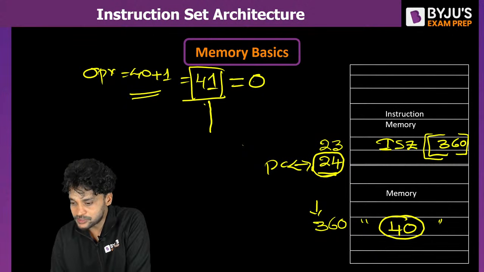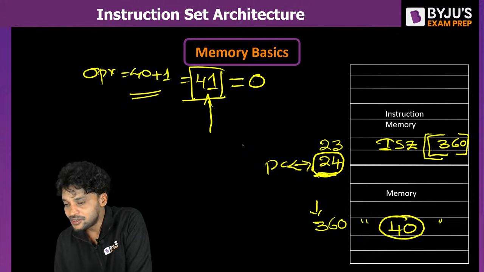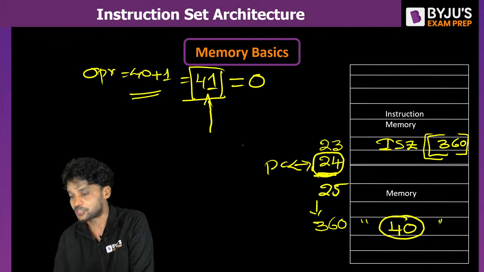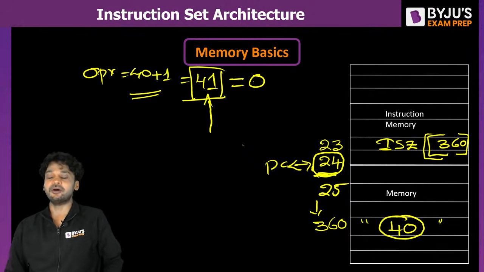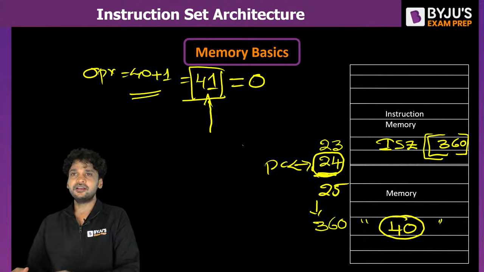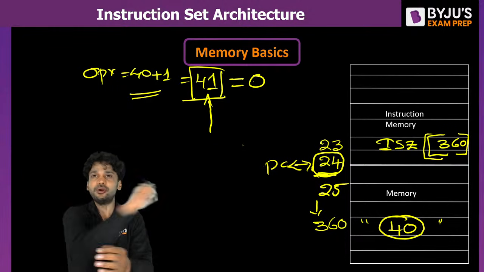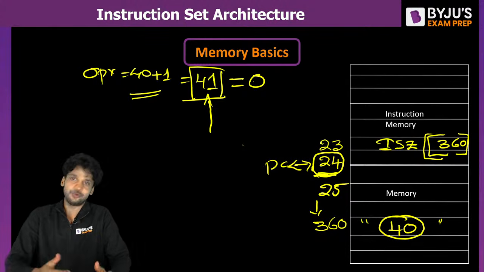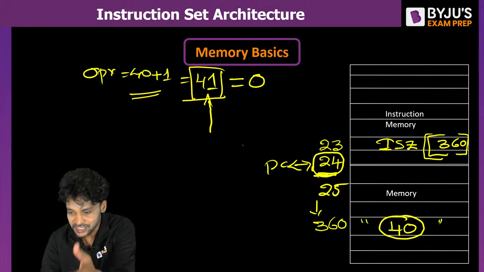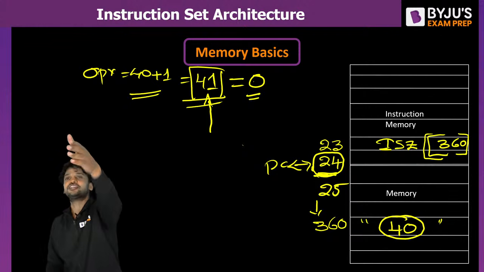If the operand becomes 0, you don't need to execute the next instruction. Rather, you will start with the 25th instruction. This is what ISZ is all about. What is ISZ? Increment the operand. Right after you increment the operand, if the value becomes 0, please don't execute the next instruction. Otherwise, please execute the next instruction. Here in this case, as the operand doesn't become 0, we need to execute the next instruction.